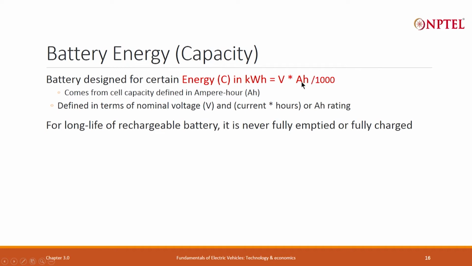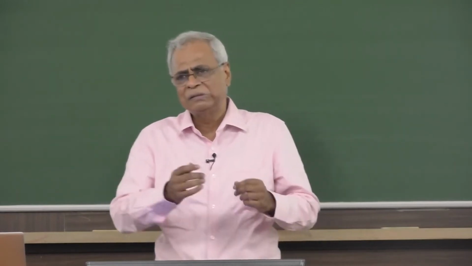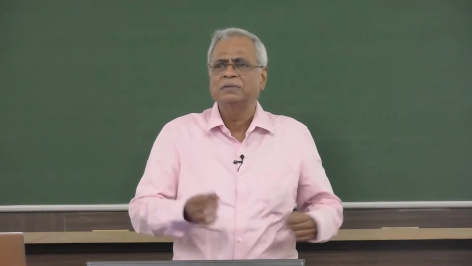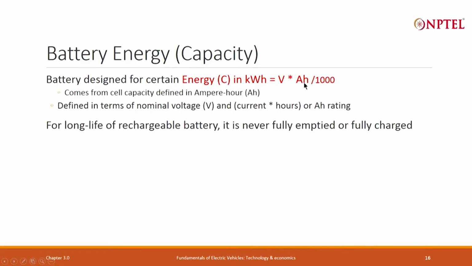Typically, you will use cells with a certain Ah. For example, you may use cells with 50 Ah. That is the ampere hour that you will define, but you may actually take different amounts of ampere at different times, and you have to take that into account. So, the capacity of the battery is defined in terms of V into Ah by 1000, voltage multiplied by current into hours. The cells are very often defined by what is called the ampere hour or Ah rating.